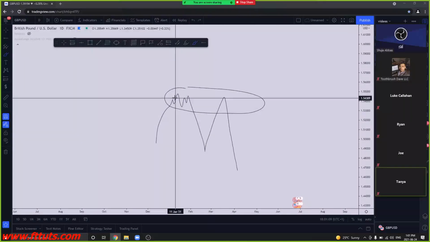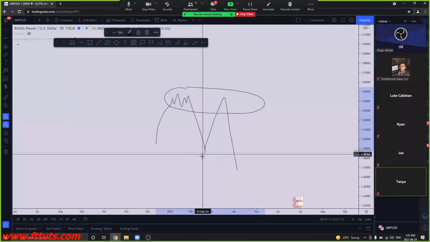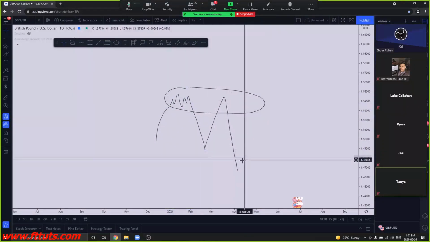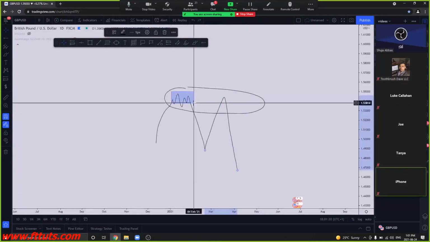Yeah, so imagine this is the order block right here. Price comes inside of the order block and then reacts off of it. So the effect was this major move down, and the cause was the OB itself.